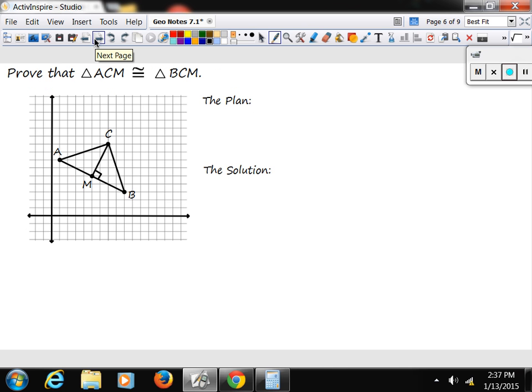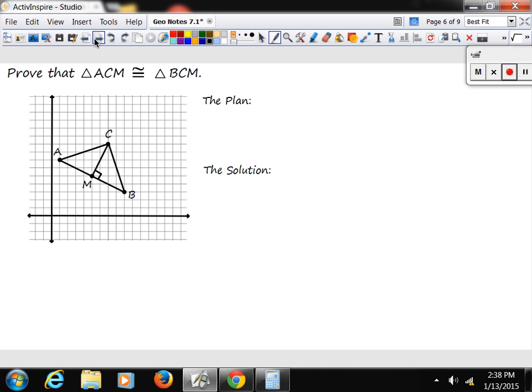Okay, prove that triangle ACM is congruent to BCM. Kind of a review, but kind of a new one. This kind of puts 2 things that we've done together, the thing that we did in the past and the thing that we're doing right now. Put them together. Because we learned how to prove that triangles were congruent last semester. There were 5 ways. SSS, SAS, ASA, AAS, and there's one last one.